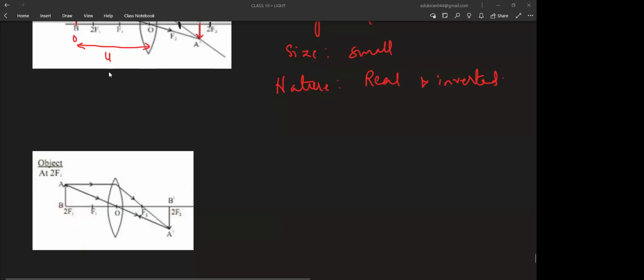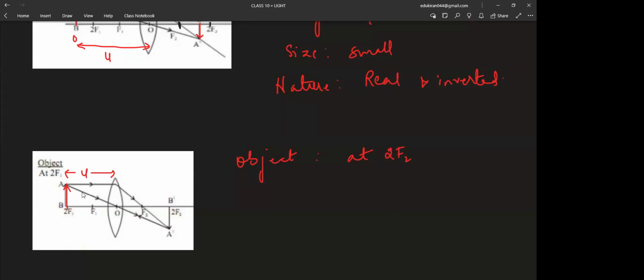Look, in the third case, we have kept the object exactly at 2F2. So where is the object? It is at 2F2. See, this is 2F2. So this becomes our object distance. Now look here. When this ray is passing through the convex lens, it is converging at the focus. Second ray is passing through the optical center, it is retracing itself, the way we have been drawing it in the case of center of curvature.